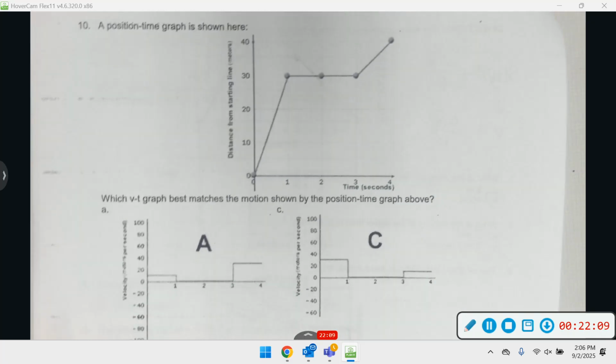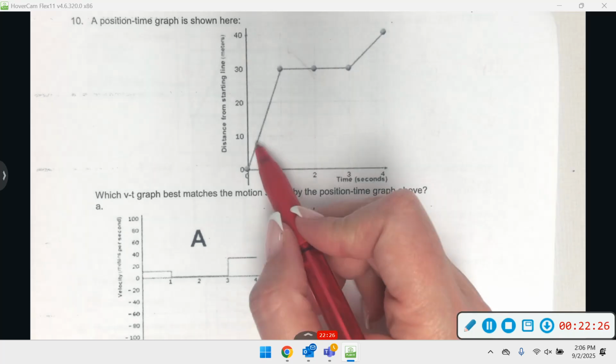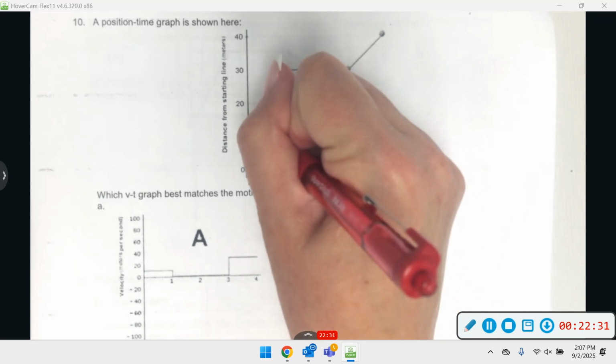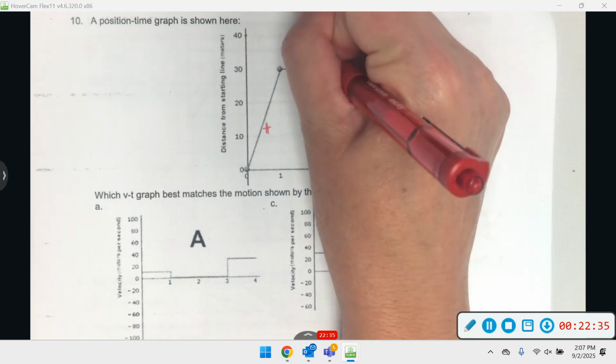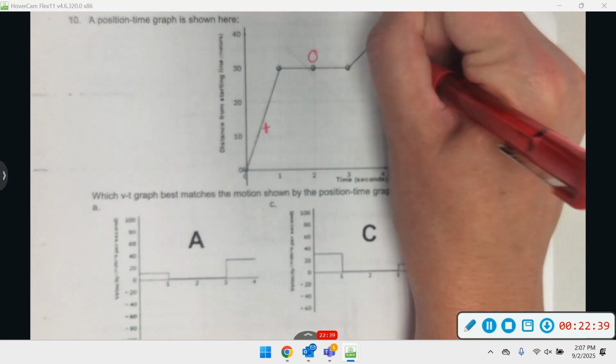All right, here is question 10. We were given a position time graph and asked to match it to a VT graph. You guys did an entire card sort activity where you did things like this, and I guess it paid off because 90% of you got this question right. So you just need to look at this position time graph and think, what is this object doing? So here it's moving forward because it has a positive slope. Here it's not moving because its slope is 0. And here it's moving forward because it has a positive slope.